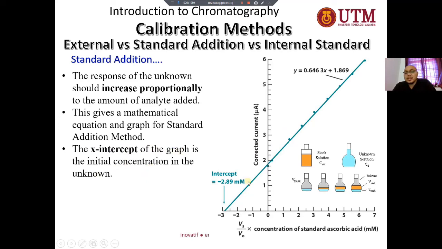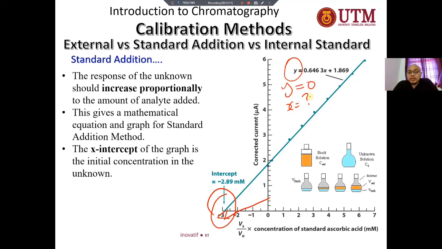So we believe the sample matrix already has our analyte. The x-intercept, where y equals 0, is the concentration of the unknown. So by doing this graph, you get this equation, and you can obtain the concentration of the unknown by looking at this point on the graph, or you can use this equation where y equals 0. So you find x.